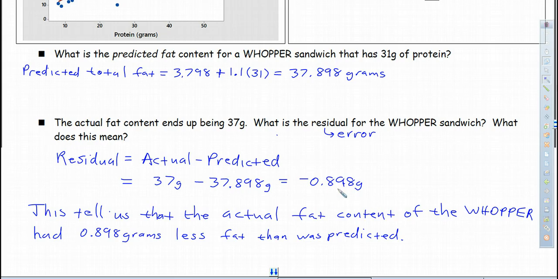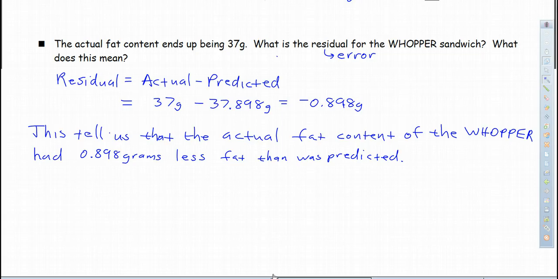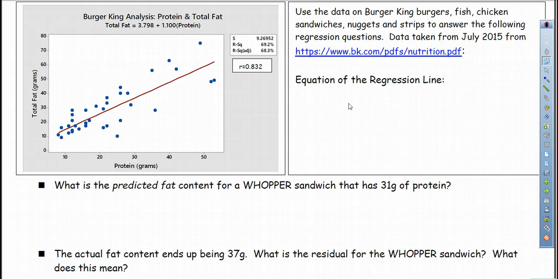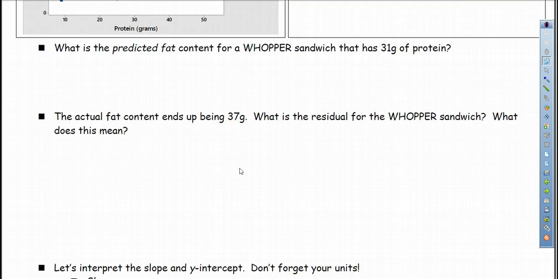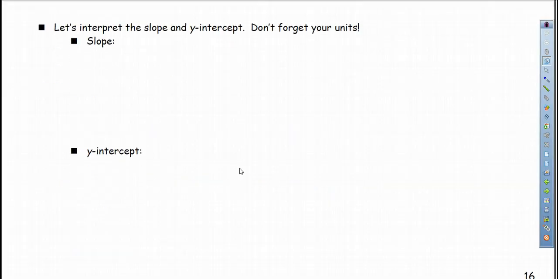So just because this seems small, just keep it in mind in the perspective of what's happening with the data, that whether or not that's small or large. But I would say that's a pretty good prediction. We weren't off by very much. Let's continue down and let's look at the slope and y-intercept, and let's interpret those values.